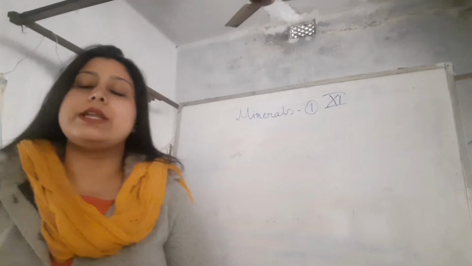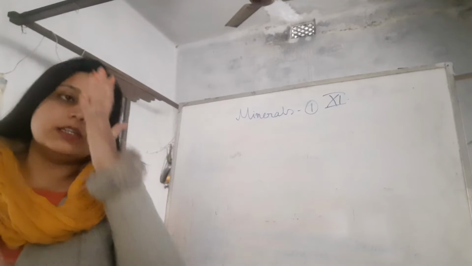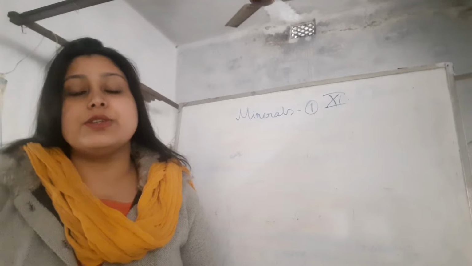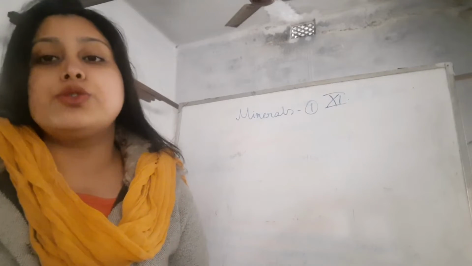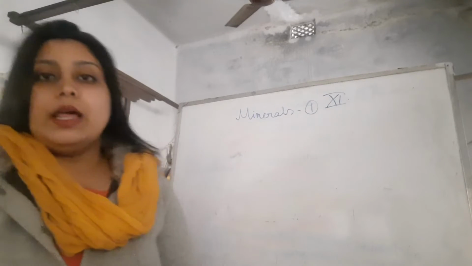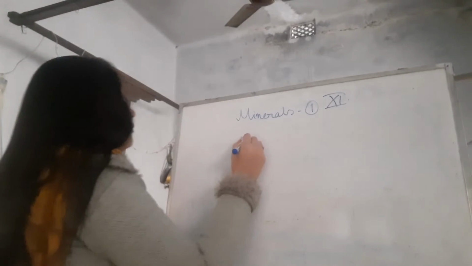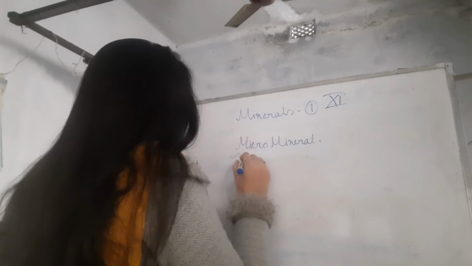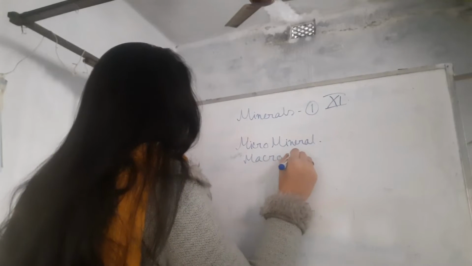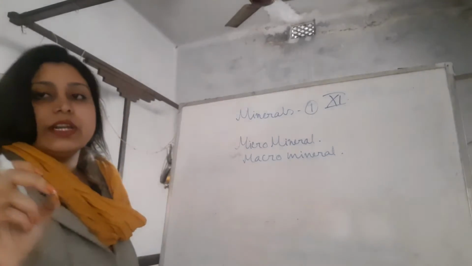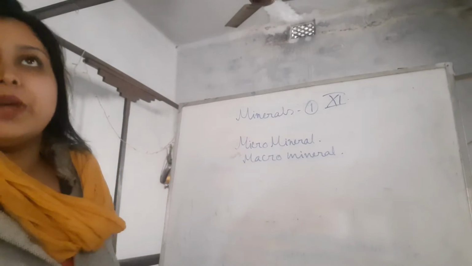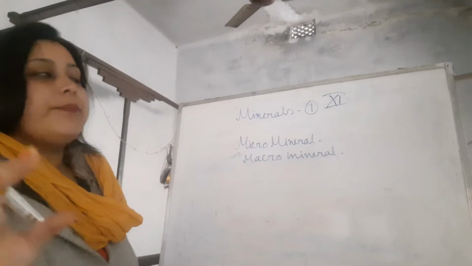So in the minerals, there are many kinds of minerals, and according to their need for our body functions and regulations, they can be classified into two parts. One is micro mineral and the second one is macro mineral. Micro minerals are needed in our body in very small quantities, whereas macro minerals are needed in larger quantities. Not very large, but more than 0.05.